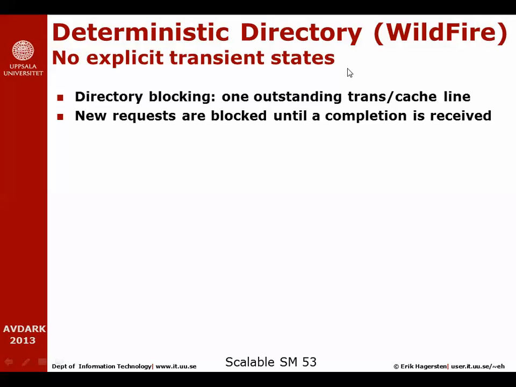So what's happening here is, in this directory protocol, you implement what's called blocking at the directory. So you only allow for one outstanding transaction per cache line at the directory. If there is already one ongoing transaction for a cache line and a new request comes in at the directory, we're going to block that second request until we get a completion saying that the first transaction that's out in the air has been received.